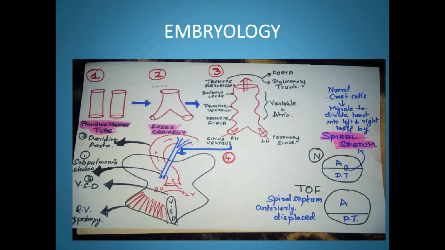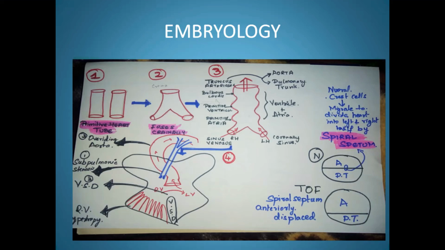The truncus arteriosus gives rise to two main components, the aorta and the pulmonary trunk. Neural crest cells migrate to form the spiral septum, which divides this tube into the right and left halves. If the spiral septum is placed exactly at the center, normal development of the heart happens. If the spiral septum is anteriorly displaced, then tetralogy of Fallot is given rise.